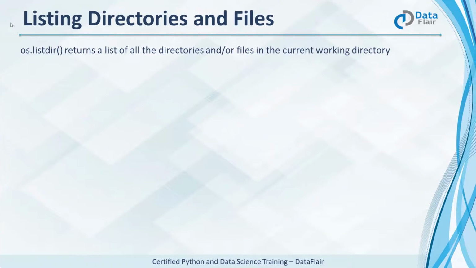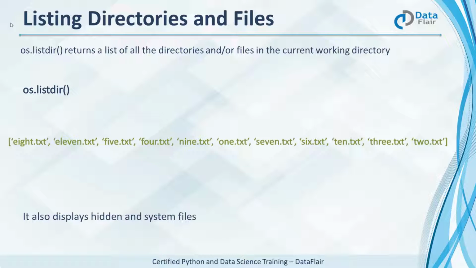To get a list of all the files and directories in the current working directory, use the listdir function. We have 11 files here. This function also displays the hidden files and the system files.